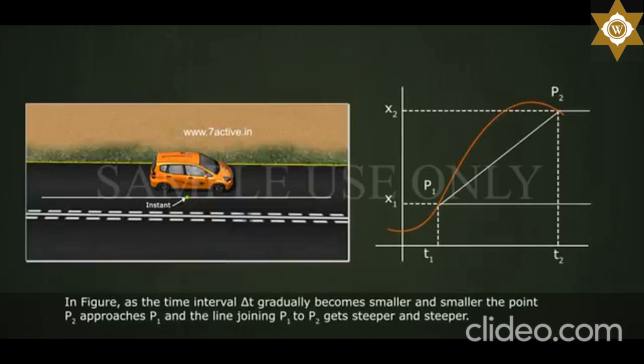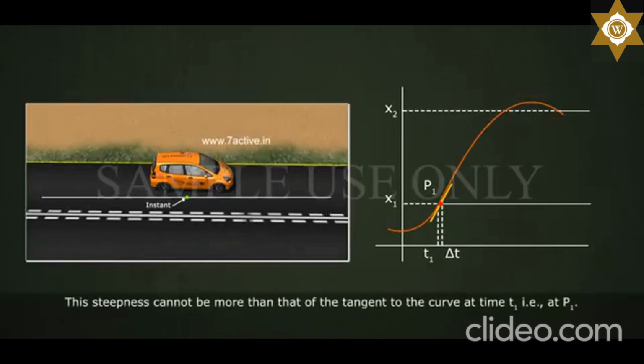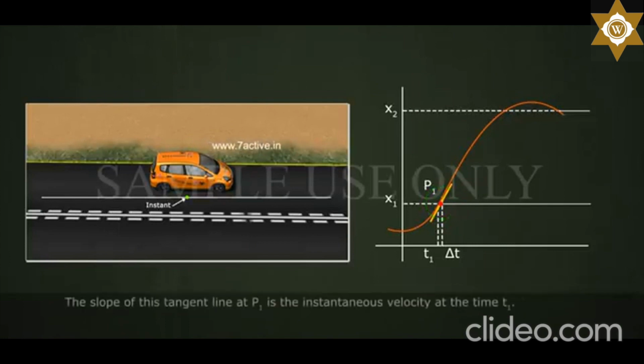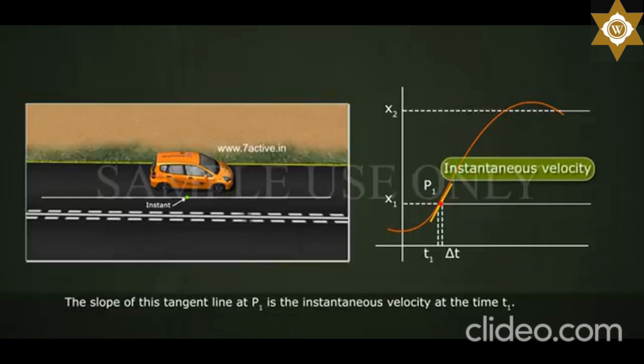In the figure, as the time interval delta t gradually becomes smaller and smaller, the point P2 approaches P1 and the line joining P1 to P2 gets steeper and steeper. This steepness cannot be more than that of the tangent to the curve at time t1, that is, at P1. The slope of this tangent line at P1 is the instantaneous velocity at the time t1.